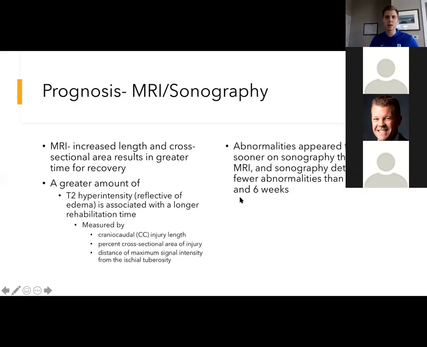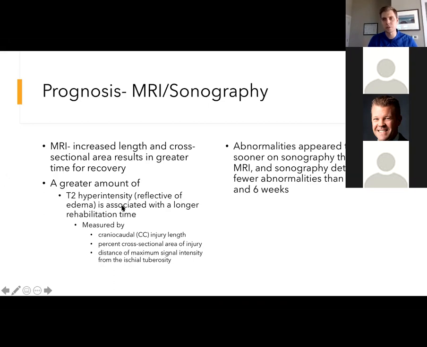With that, a lot of these studies that detail prognosis and can give insight for return to play timeline are MRI and sonography studies. So length and cross-sectional area of an injury are directly proportional to the time away from injury, and that can be useful for predicting return to sports. That is measured by having a greater amount of T2 hyperintensity.